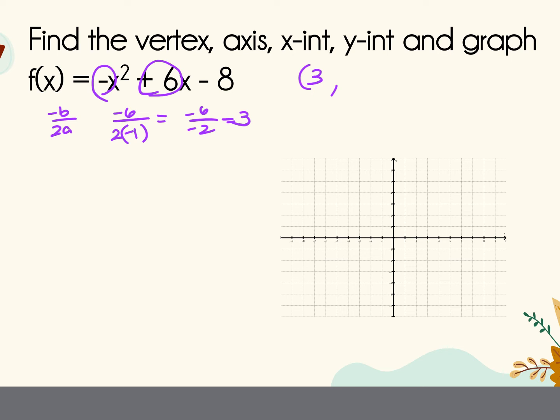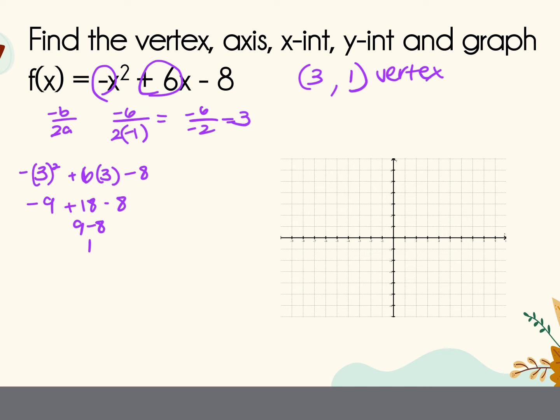I'm going to take that and plug it back in. So negative 3 squared. Now that 3's in parentheses, and that's important because we're going to square it, and then take the negative. So this becomes negative 9 plus 18 minus 8, which is 9 minus 8, which is 1. There's my vertex: 3, 1.